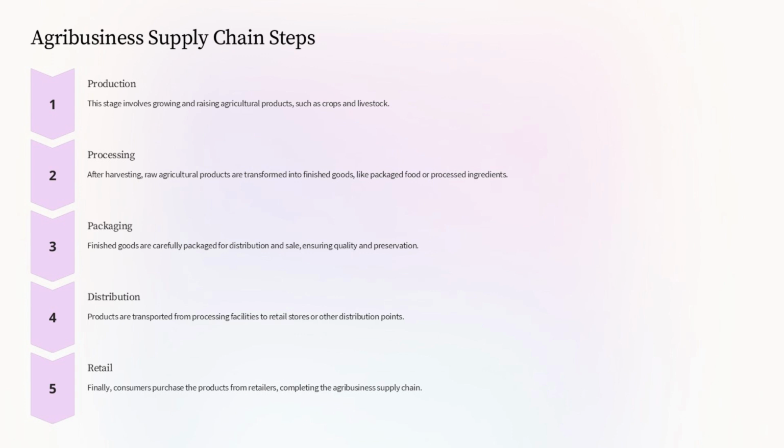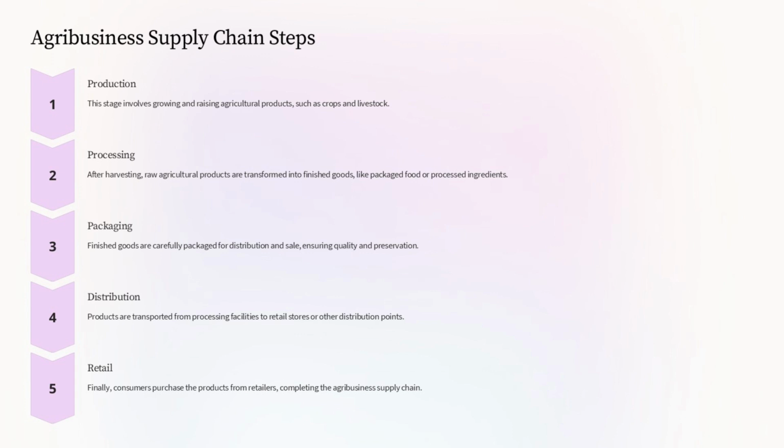The agribusiness supply chain consists of several key steps, starting with production. In the production stage, agricultural products like crops and livestock are grown and raised. Next, the raw agricultural products are processed and transformed into finished goods, such as packaged food or processed ingredients.